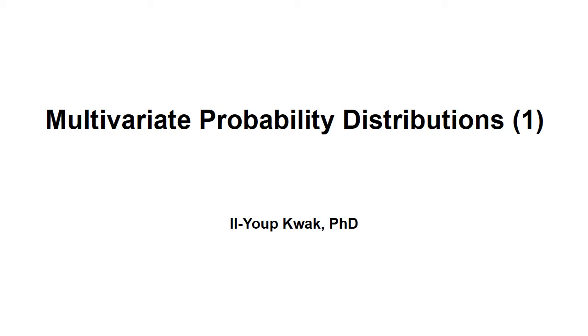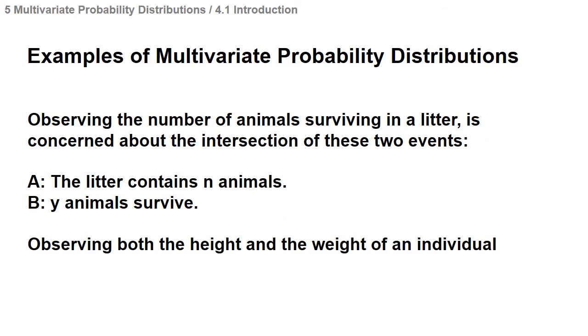Okay, hello everyone. From today, we will learn about multivariate probability distributions. Chapter 4.1 is an introduction to the multivariate probability distribution, and here we give two examples.